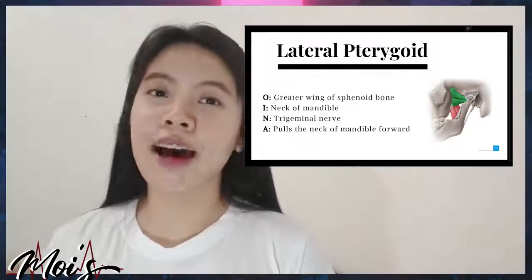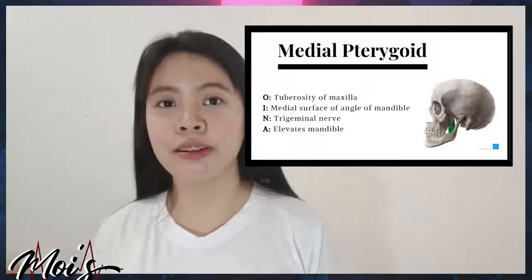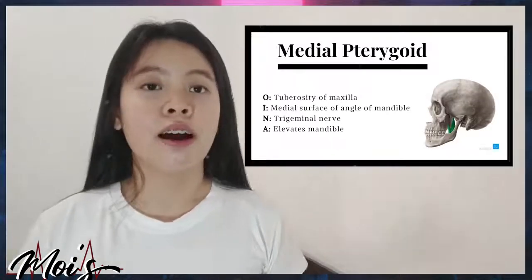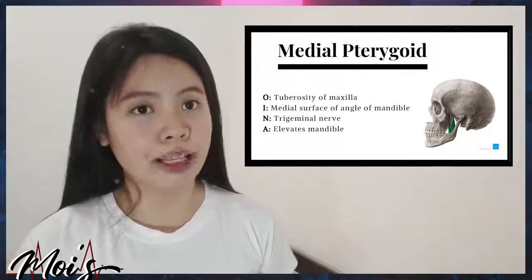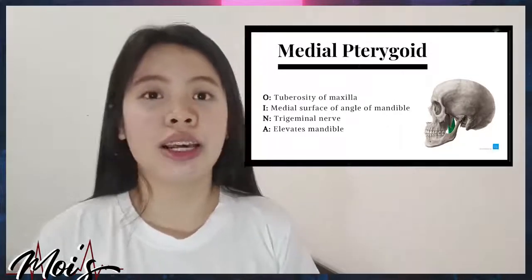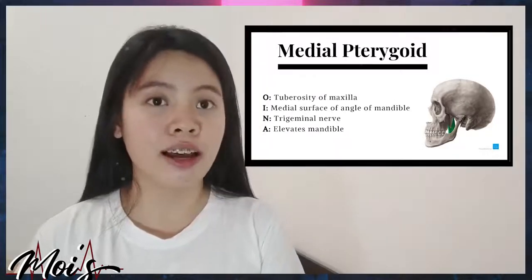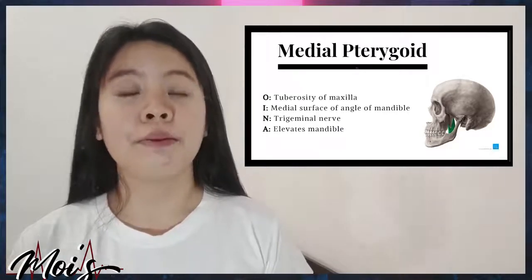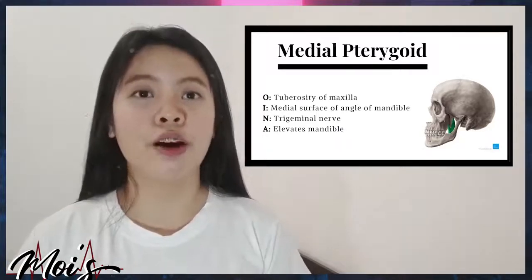Lastly, we have our internal or medial pterygoid muscle. This muscle functions in elevating our mandible. It originates from the tuberosity of the maxilla and inserts into the medial surface of the angle of our mandible.